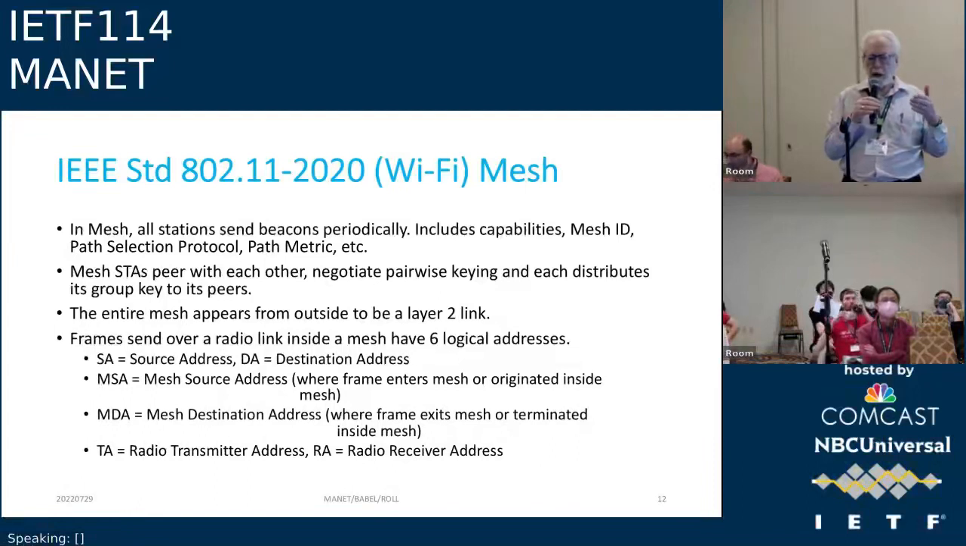So you generally have 6 addresses: the original source, the final destination, the mesh source, which is where the frame entered the mesh, or where it originated if it starts inside the mesh, the mesh destination, which is where it exits the mesh or terminates in the mesh, and then the actual transmitter and receiver on the particular hop. Next slide.